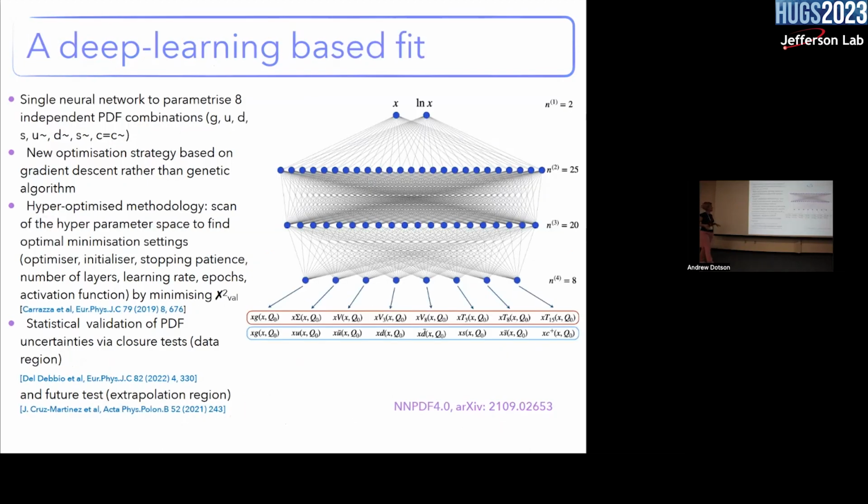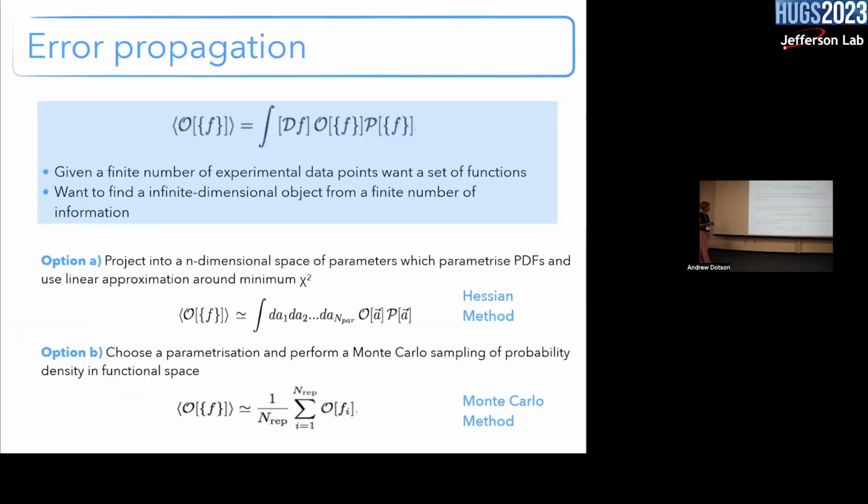Okay, so far we talked about parameterization, but then how do we propagate the uncertainty? I haven't told you anything about the error propagation. That's the next point I'm going to touch here. So there are two ways that people can find a probability density. As I said, you want to find an infinite dimensional object like the probability density from a finite number of data points. So there are two options.